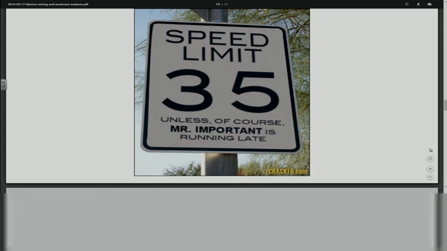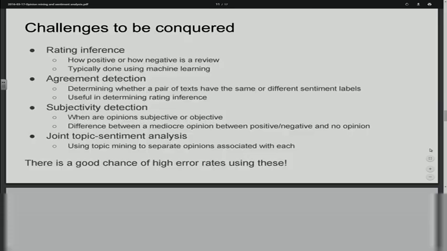Yeah, so I thought that this was sort of a funny little picture. Unless, of course, Mr. Important is running late, you can follow the speed limit.